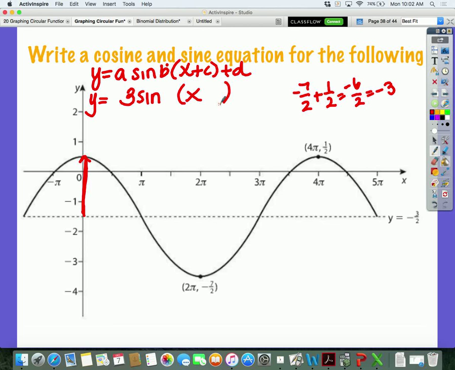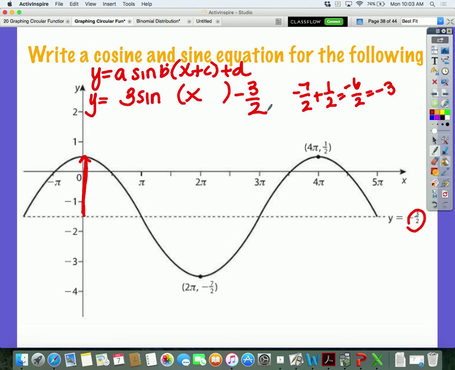Now, did it move up or down any? It moved down. How many units? Negative 3 over 2 gives it to you right here. You'll know if the graph moves up or down by thinking about it: I need that equilibrium line, that midline that cuts my graph in half, or splits the distance from my max to min in half. That is my vertical shift. Everyone okay up here?